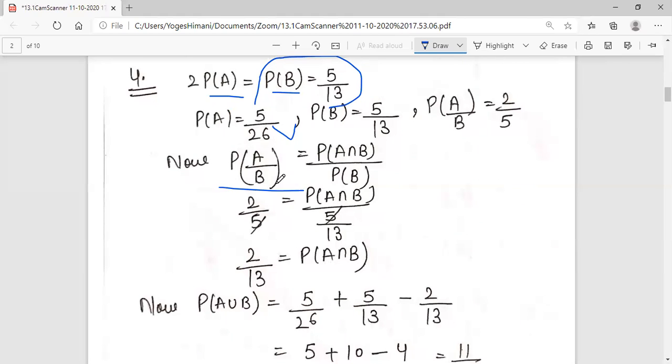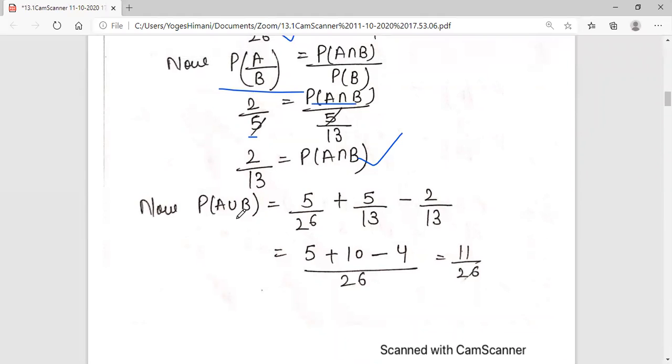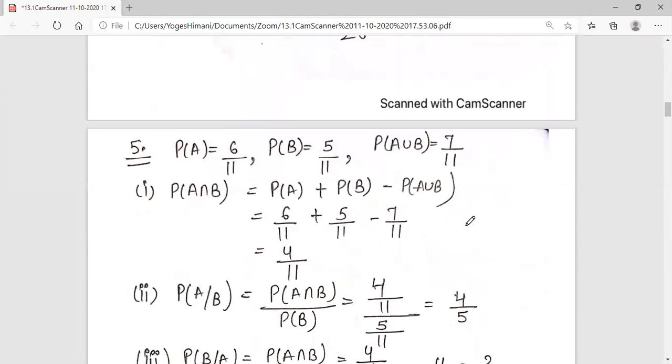What will we do? Again, we will use the A by B formula. Probability of A intersection B upon probability of B. A by B value is 2 by 5. This we have to find upon 5 by 13. By cross multiplication, A intersection B value came. Now we have to find union. Probability of A union B formula: probability of A plus probability of B minus probability of A intersection B. And this is our answer.